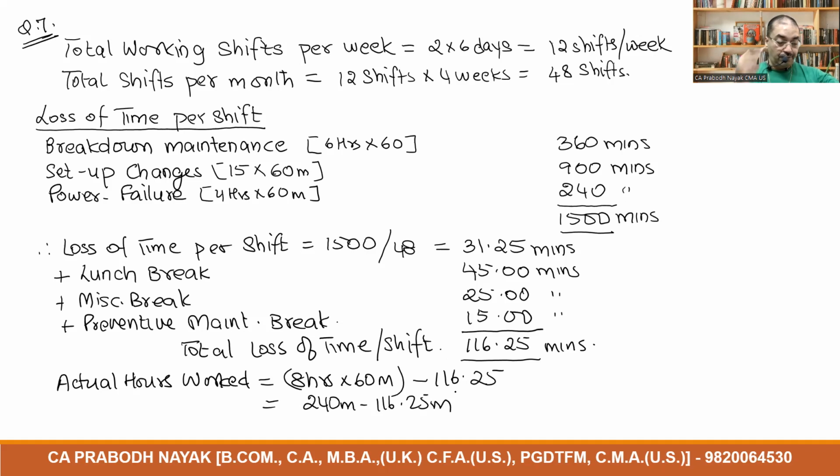How much is it? Sorry, this is 480. So 480 minus 116.25 is 363.75. Done.